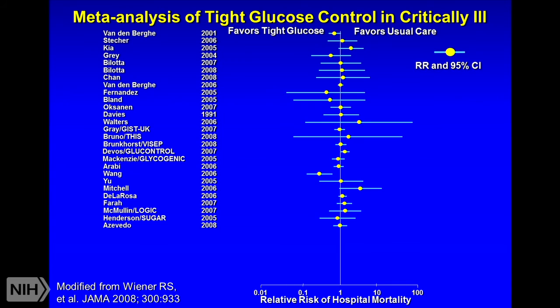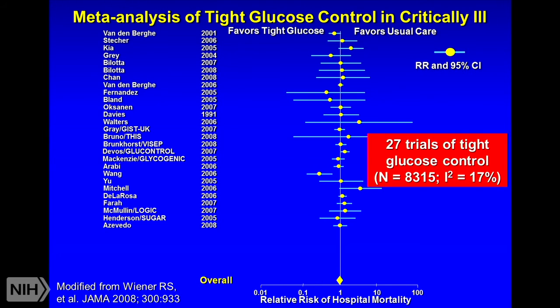This is the study I showed you. Nobody could reproduce this effect. In 27 trials of tight glucose control, the I-squared is 17%. There are 8,000 patients, and this is acceptable. Overall, there was no benefit.